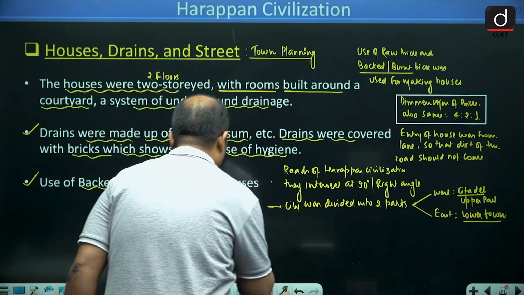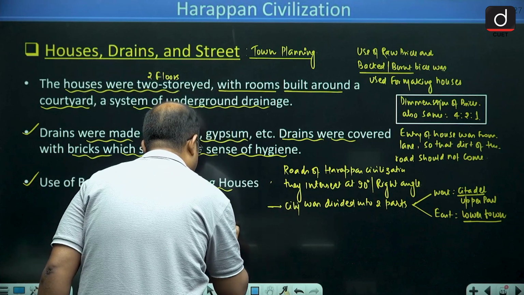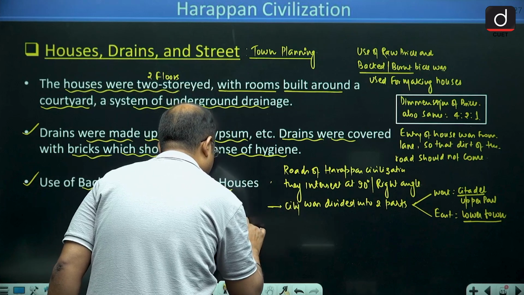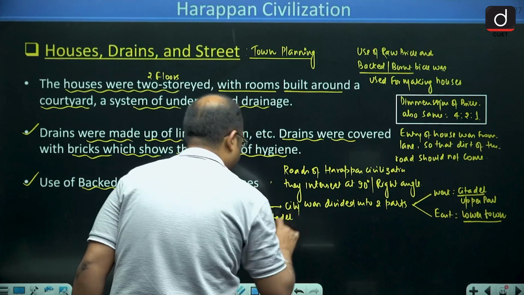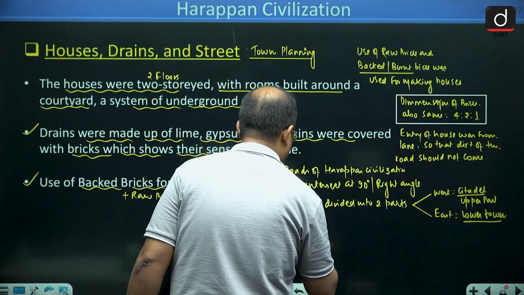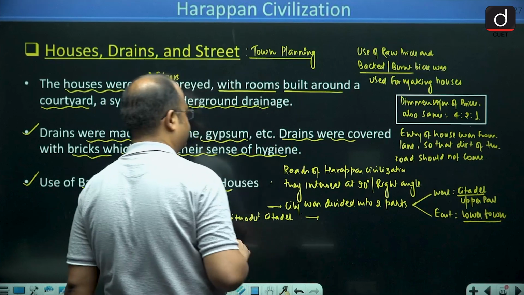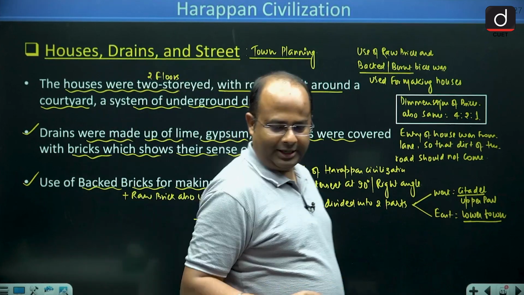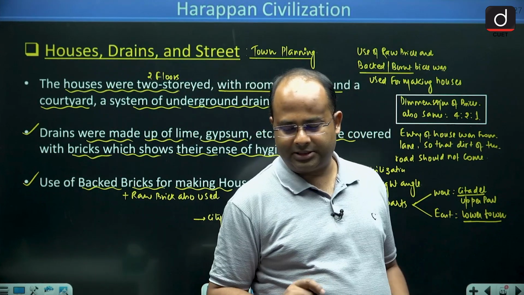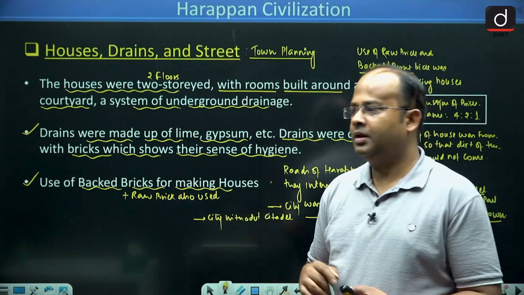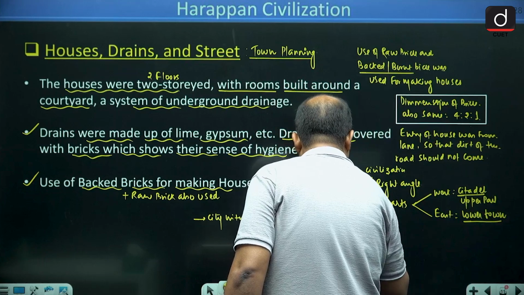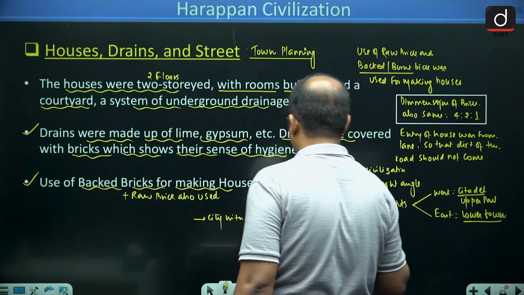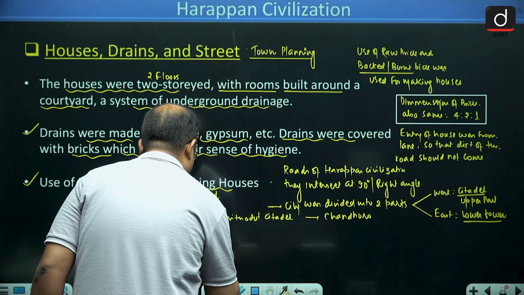And you will find a city without a citadel, a city where you will not find a citadel, and that was Chanhudaro. Right now it is in Pakistan.